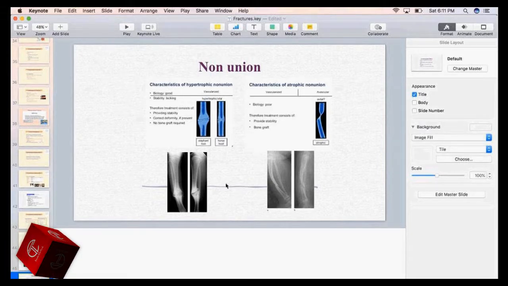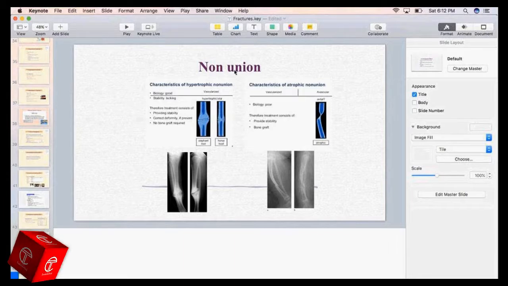So I repeat, non-union by definition, the physiological process of union comes to a standstill, clinically characterized by painless abnormal mobility and radiologically characterized by sclerosis of the bone ends, closure of the medullary canal, a space or defect at the fracture region, and poor callus formation.